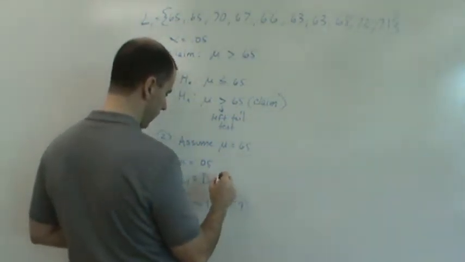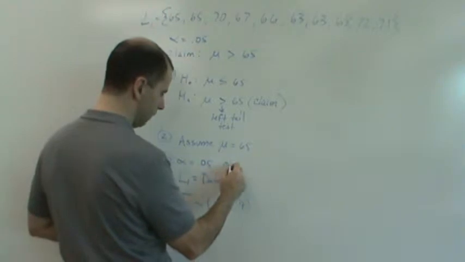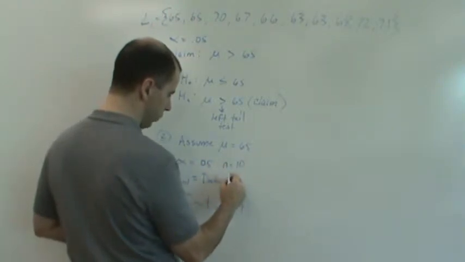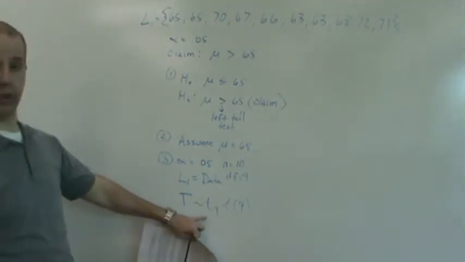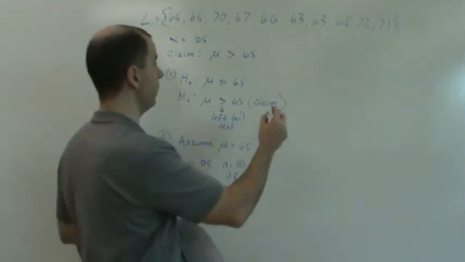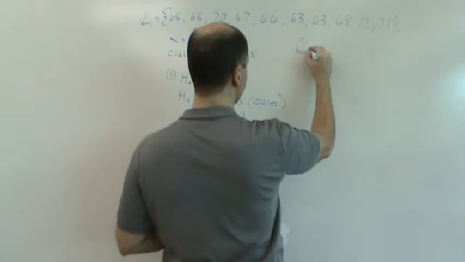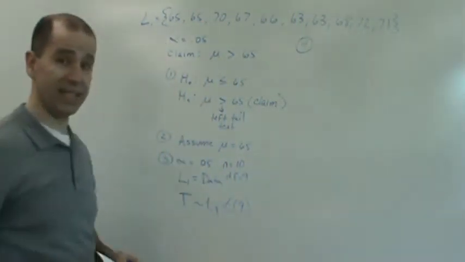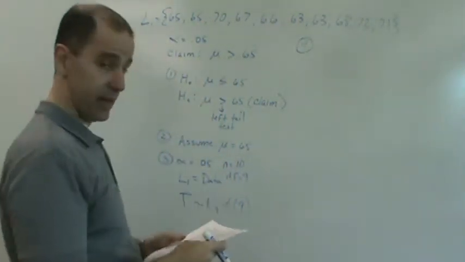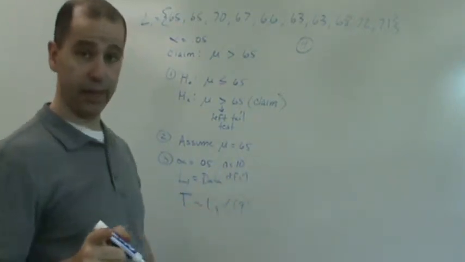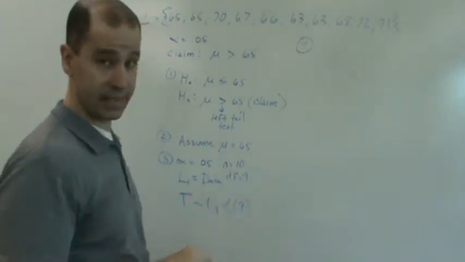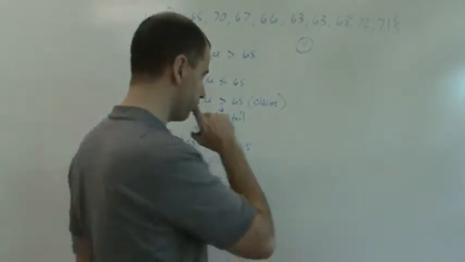So you could also write it up here as n equal to 10, then of course degrees of freedom is equal to 9. This is the distribution we're going to use. That means over here in step 4, we're going to use the t-test on the calculator. But before we do that, let me show you the traditional method and the p-value method using the t-statistic.